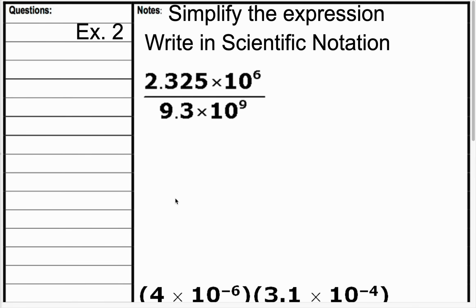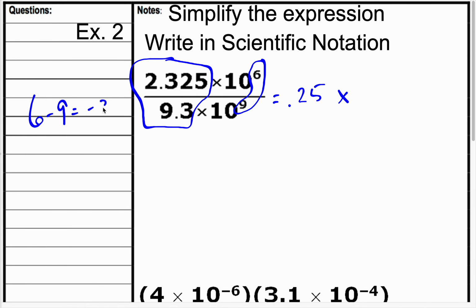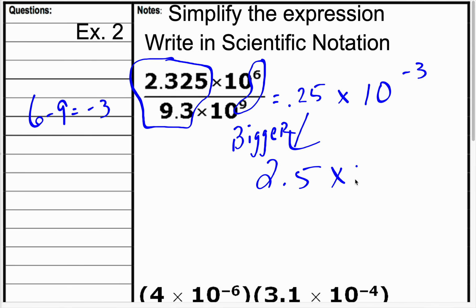All right, example 2. So again, we're dividing. When you divide 2.325 divided by 9.3, you get 0.25. When we divide, that means we're subtracting the exponents. 6 minus 9 is negative 3. Again, this is not in scientific notation. We need to move the decimal one place to the left, or excuse me, to the right. When we do that, we get 2.5. So we went from a smaller number to a bigger number. So that means we're going to go from bigger to smaller.